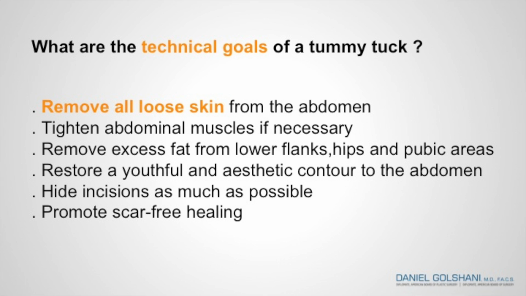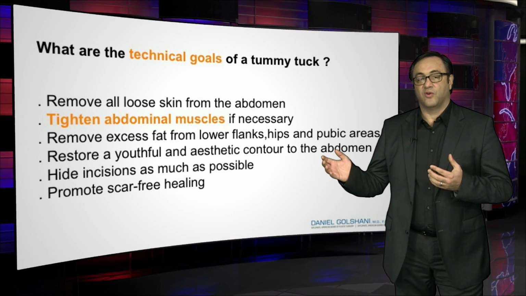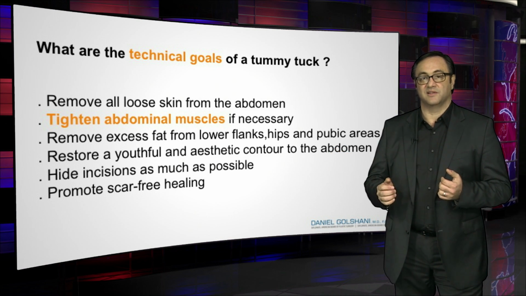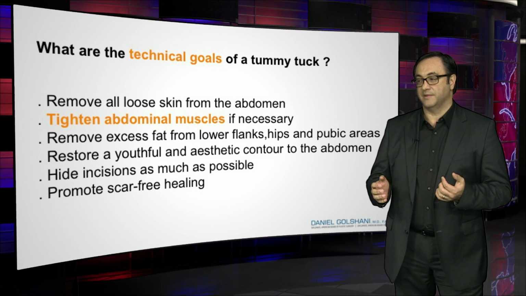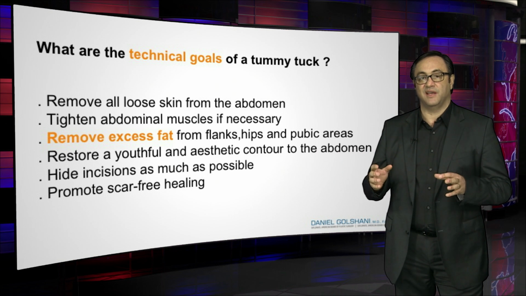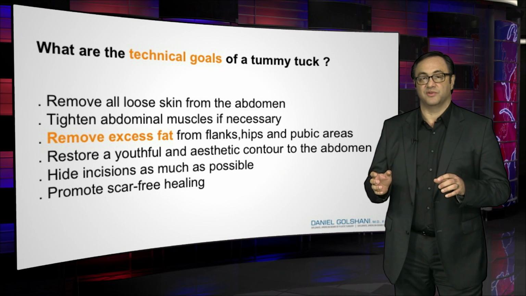We want to remove all the loose skin from the abdomen. We want to tighten the abdominal muscles if necessary, and that's really performed in cases where the muscles are loose or there's separation of the muscles, such as in cases where a patient has been pregnant previously. We want to remove the excess fat from the flanks, hips, and the pubic areas, places that are safe to remove the fat. All of these can be included within the abdominoplasty procedure.